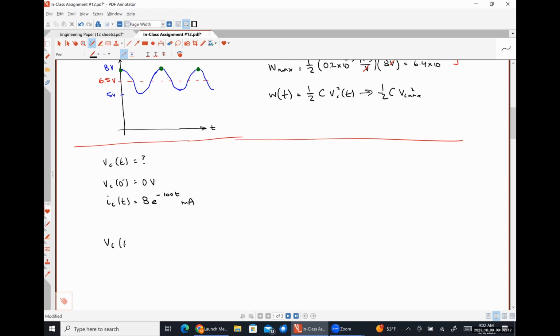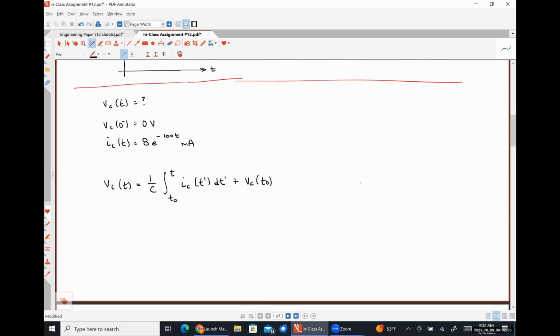So VC of t is equal to 1 over C times the integral from t naught to t of IC of t prime dt prime plus VC at t naught. All right, so let's start substituting things in here. So what was C again? I'm going to put 0.2 times 10 to the minus 3 amp seconds, and then I'm going to put 1 volt on top so that all my units are taken care of there.